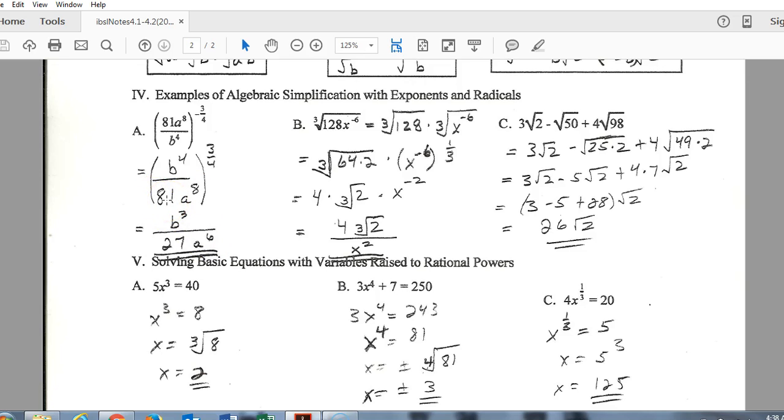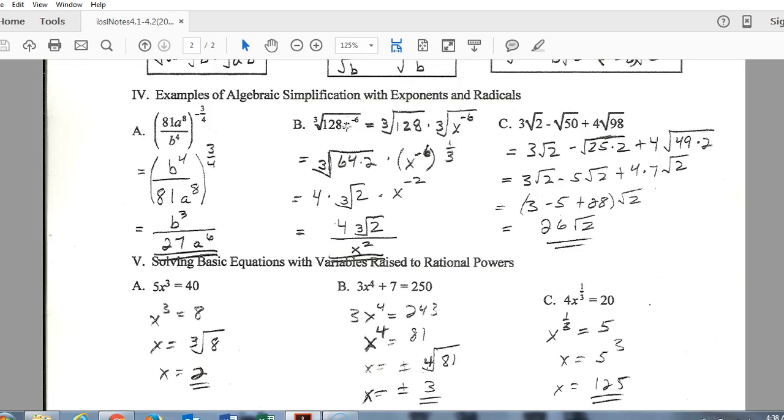81 to the 3/4 power. Remember, that would mean the 4th root of 81, which is 3. And then 3 to the 3rd power would give you the 27. Same as the one before, anytime you have a mixture of regular numbers and variables, you just separate the two and do each one on its own, and then you can bring it back together for your ending answer.